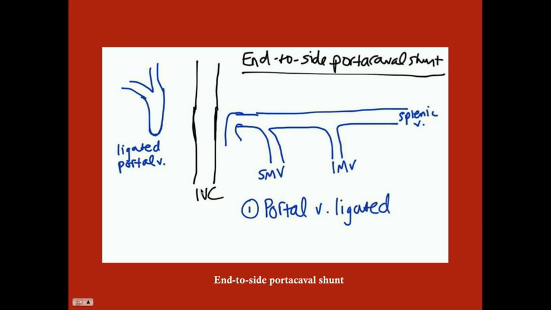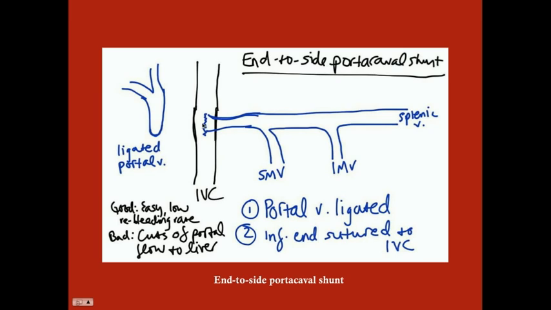So the end-to-side portocaval shunt is the most commonly performed. And what you're doing here is you are ligating the portal vein, and the portal vein will now be blind. So you'll ligate off the portal vein, and then the inferior end, you're going to attach it to the inferior vena cava. So now you've got decompression because your superior and inferior mesenteric venous systems, your splenic veins, are all moving into the inferior vena cava.